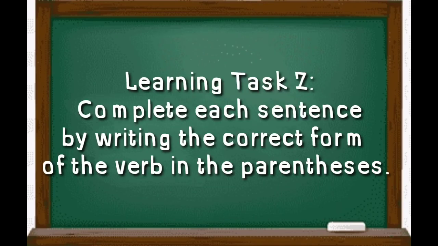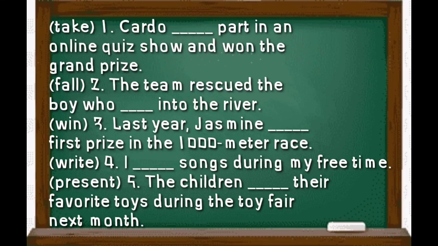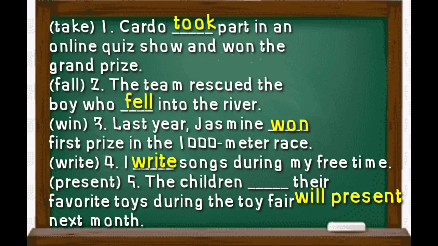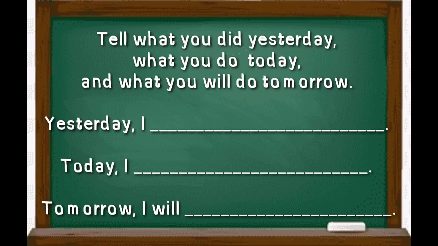For learning task 2, complete each sentence by writing the correct form of the verb in the parentheses. For the last activity, tell what you did yesterday, what you do today, and what you will do tomorrow.